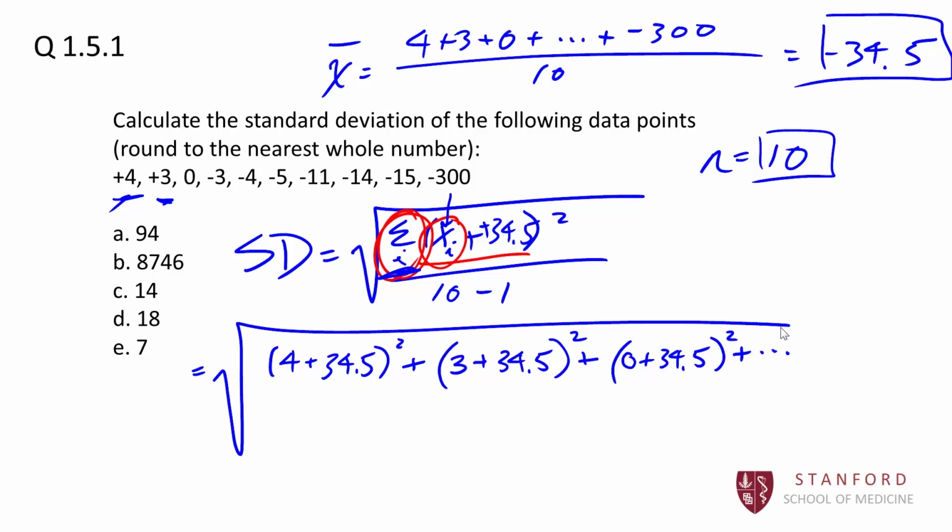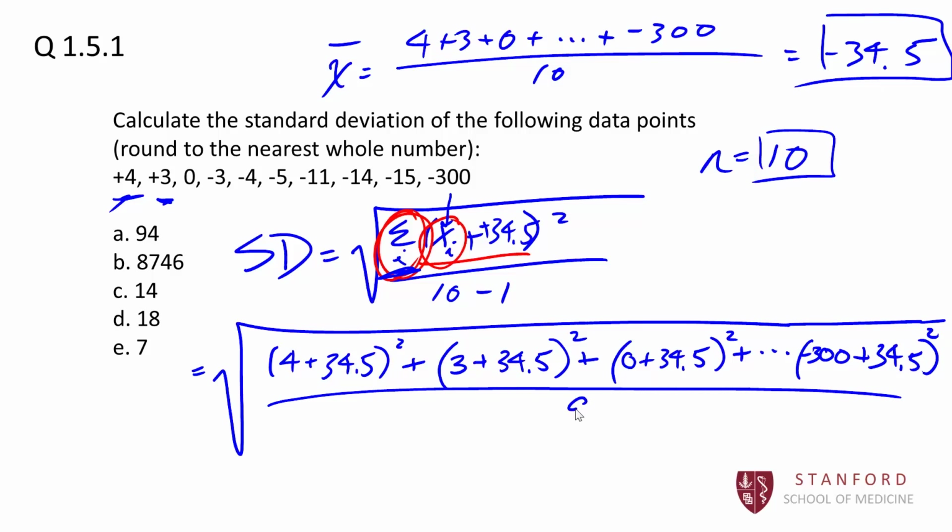And we're going to do that all the way until negative 300 plus 34.5 squared. And so that takes care of the numerator. And then on the bottom, we're just going to have 10 minus 1, which is 9. And if we do this all out, that is going to equal 94. And so the answer to this question is A, 94.